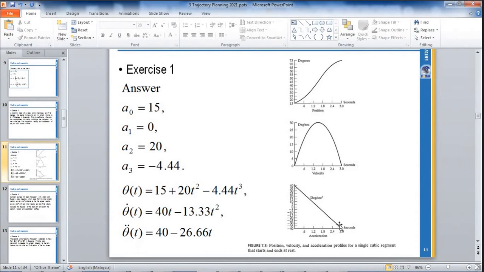So you need to control your robotic arm to make sure it starts and stops in a smooth motion. Smooth motion means you need to control your velocity and your acceleration. The easiest way to control your motion is by using trajectory planning. One of the methods of trajectory planning is this cubic polynomial.